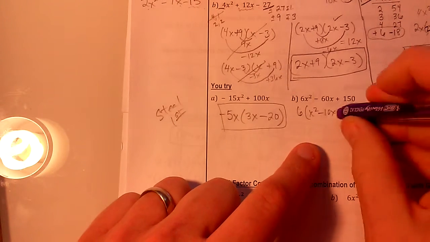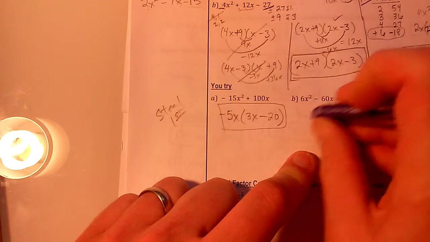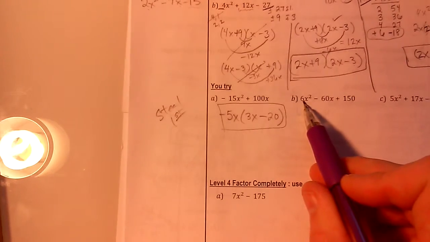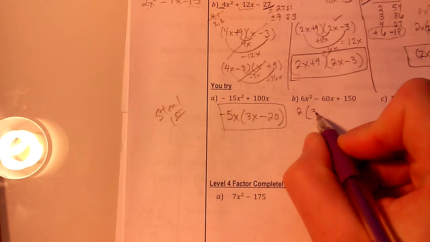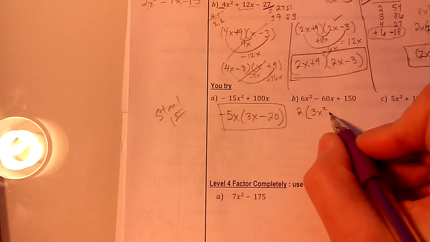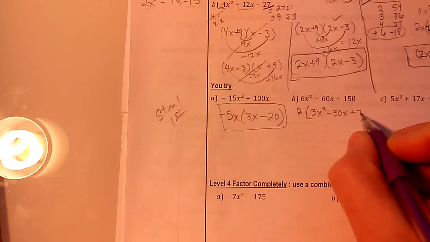You know, let's say I didn't see that. Let's pretend like I didn't see that. I'm not going to assume it's that easy. These are all even. So I'm going to steal a 2 from each of these. We're left with 3x squared minus 30x plus 75.